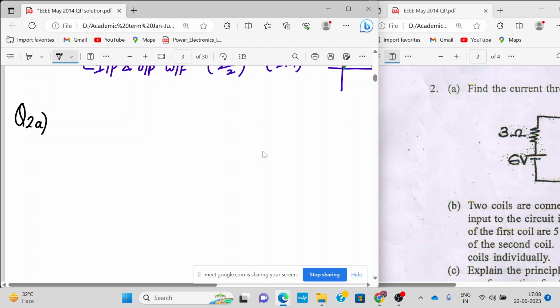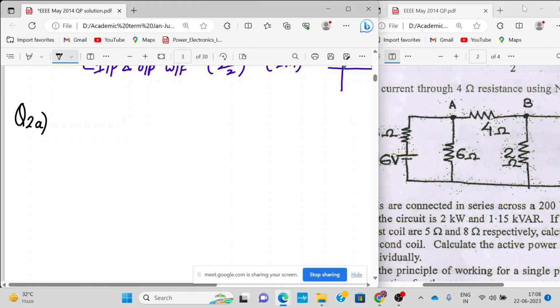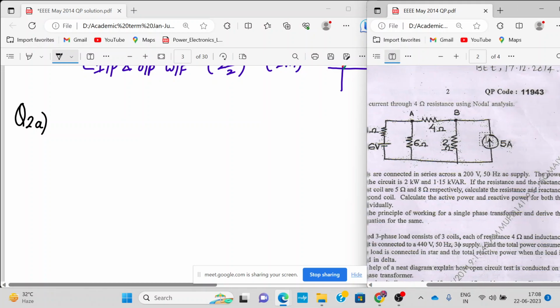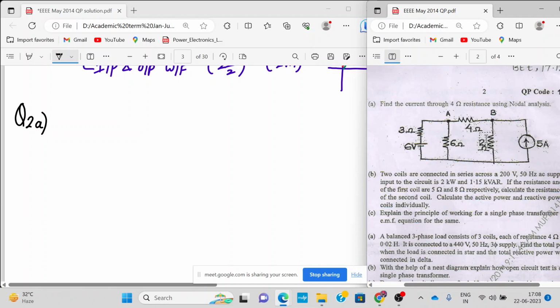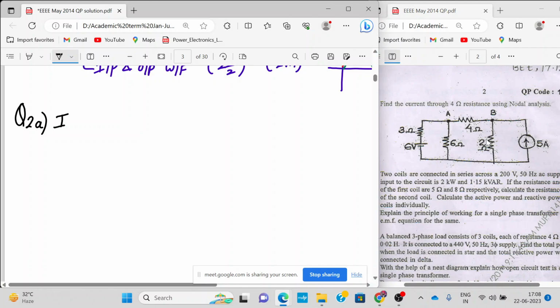So next we'll be solving a DC network theorem. Find the current through 4 ohm resistance using nodal analysis. So let's start writing it down. We have to solve it using nodal analysis only. If they are asking you to solve it with nodal analysis, and you are solving by mesh analysis, you will not get any marks because the method is specified. You have to follow that method. So stick to the technique.